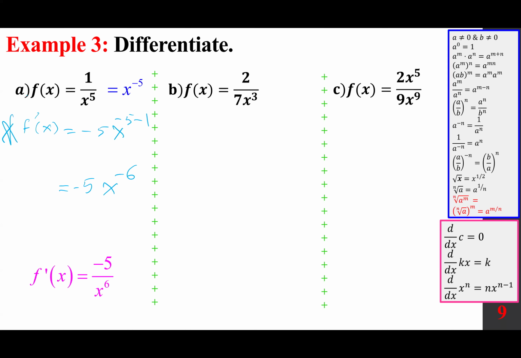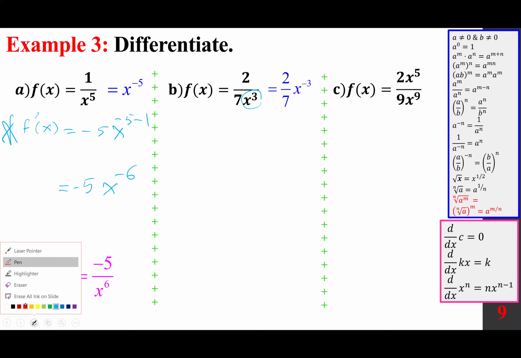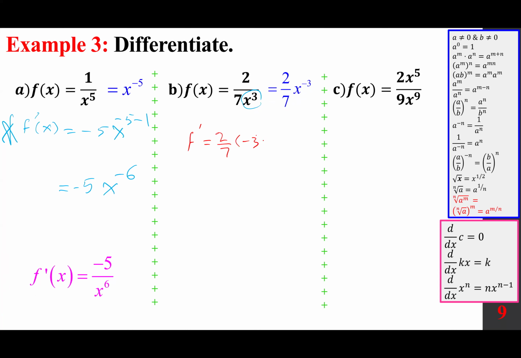Part B, f of x is 2 over 7x cubed. You move this up, make it ready for the use of the power rule. So 2/7 x to the power minus 3. F prime is 2 over 7 times negative 3, x to the power of negative 3 minus 1. You get negative 6 over 7 x to the power minus 4.